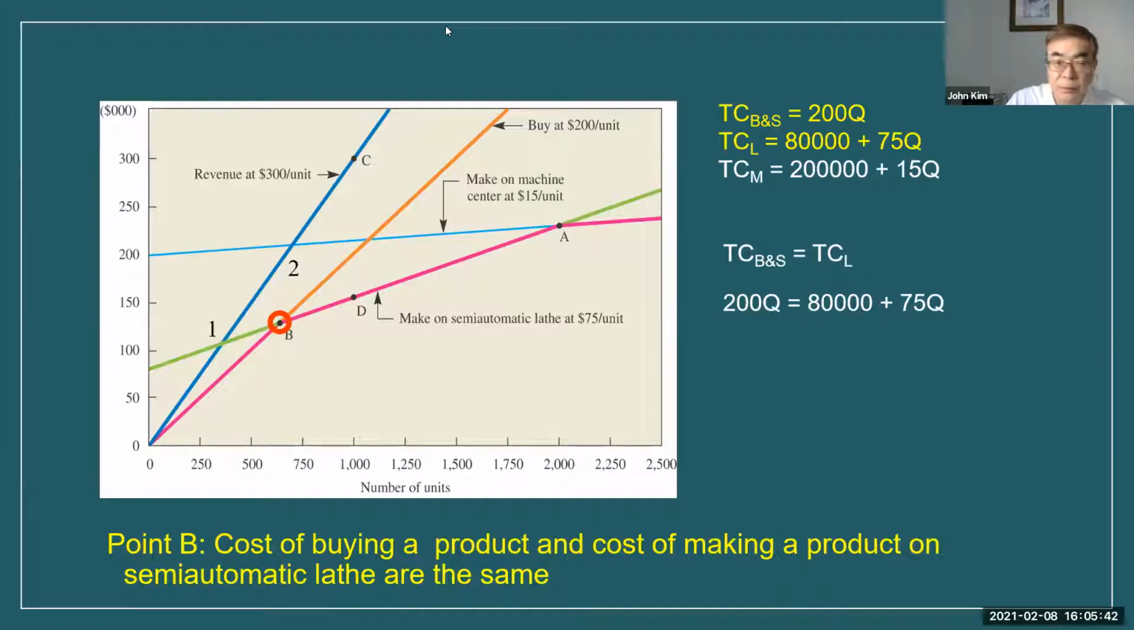And then we can get Q by simplifying about the Q. So to get rid of this part, minus 75Q, minus 75Q, it will be zero. It will be 125Q. And this one remains, so 80,000 divided by 125 each side. And Q equals 640. So this point is on 640. Okay, point A on 2000, then point B is 640.